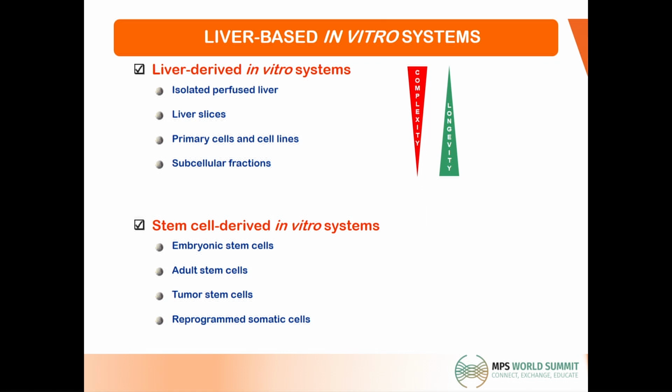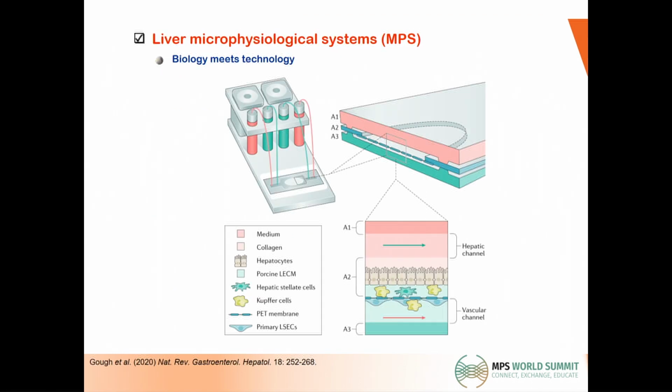A more recently introduced liver-based in vitro system, and with more recently I mean in the last 15 or 20 years, would be stem cell derived in vitro systems in which stem cells of different origin, as shown here, can be differentiated in vitro to hepatocyte-like cells, or even, at least some people claim, full-blown hepatocytes. Now this all culminated, if you will, with the introduction of liver microphysiological systems, so MPS, which is of course the topic of this very meeting.